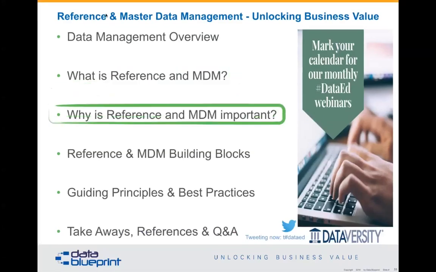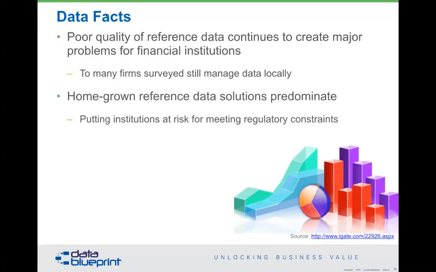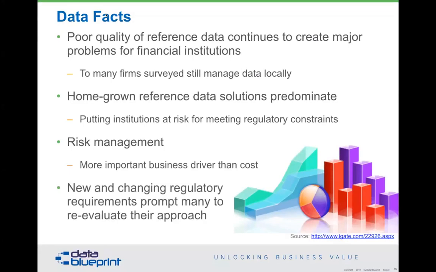So let's now talk about the importance of these concepts here. There's a bunch of different data facts, but pretty generally poor quality reference data continues to create major problems for financial institutions as well as many others. Too many firms still maintain the data locally in homegrown solutions. This is a problem, and it provides an important source of risk. One of the things that's kind of fun about the work that we do is that we get to work for the risk management people who have a very different perspective on the organization than perhaps some of the other executives in there. And of course, with new and changing regulatory environments, many more organizations are thinking twice about the whole process.